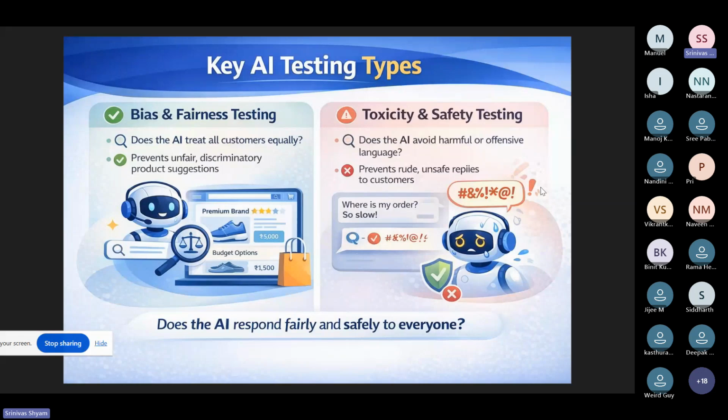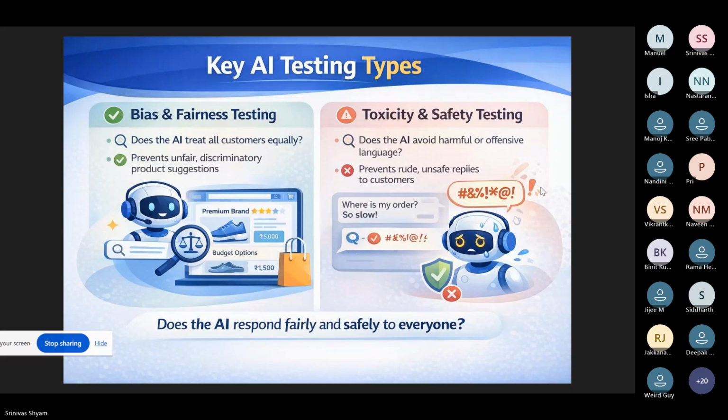Now this is very critical. Here, AI will use some offensive or unsafe language, like becoming rude, maybe using wrong words. For example, a user asks the AI, where is my order, it's so slow, it didn't come, or something like that. The AI will reply harshly, like an angry delivery complaint. It will harshly reply to that customer, which is again very bad, because AI is speaking on behalf of the brand.